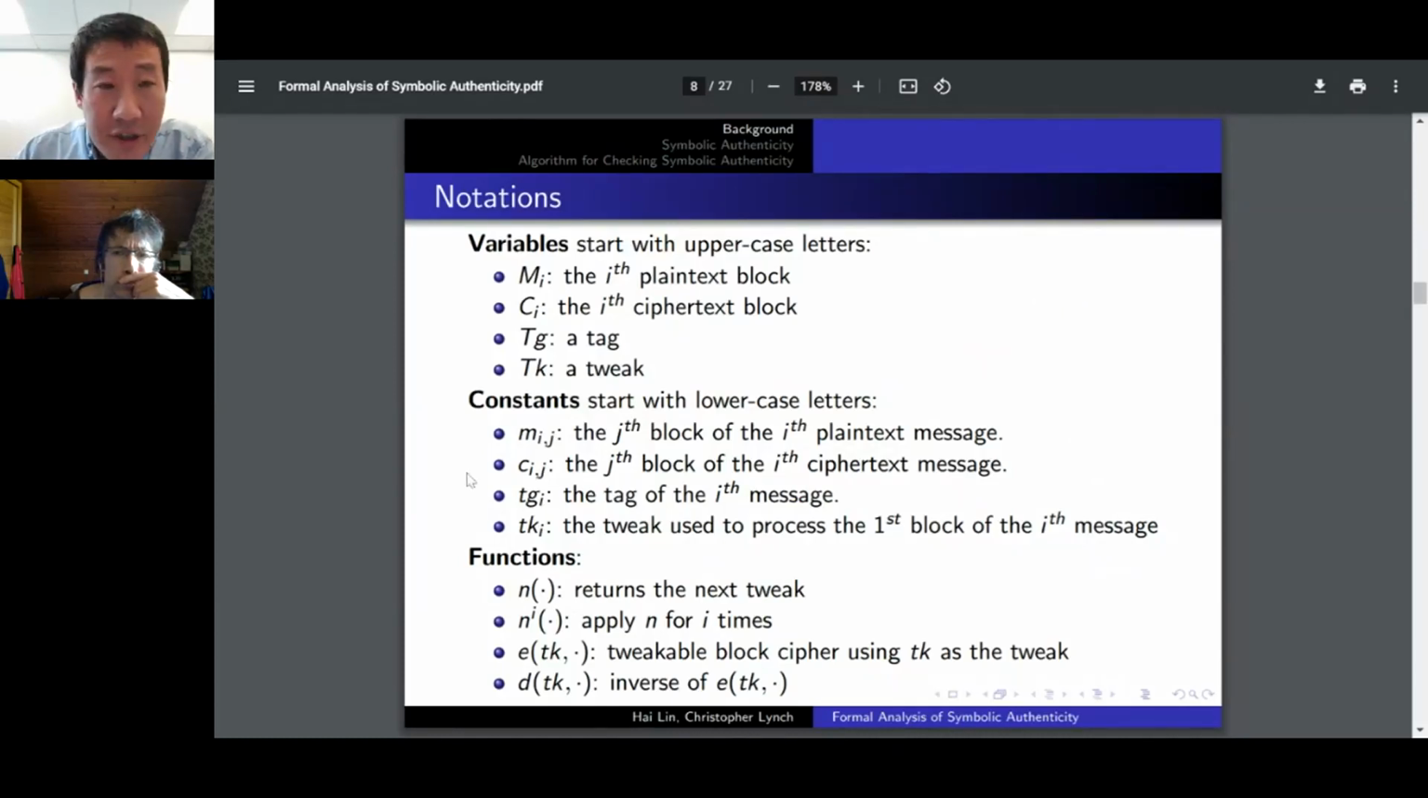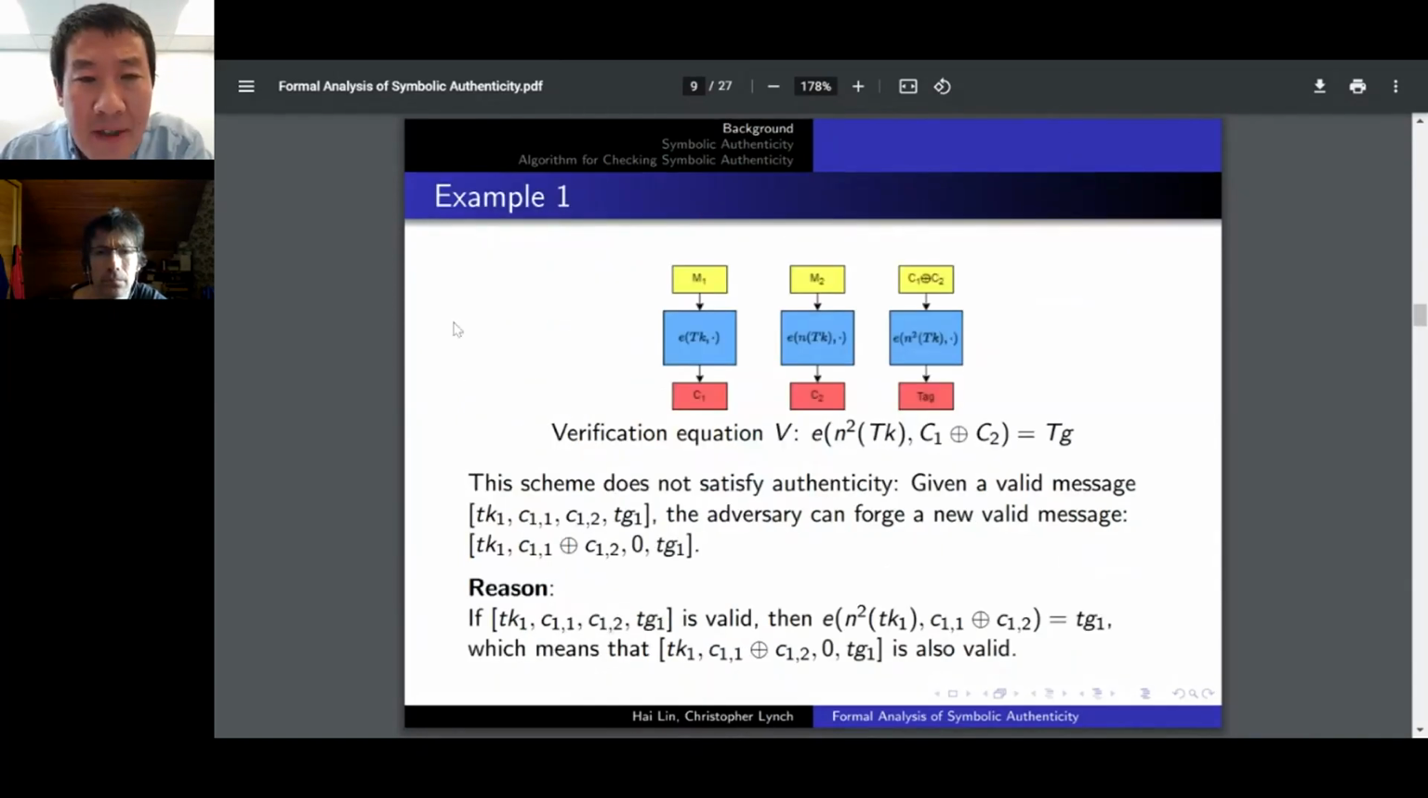So those are the notations. Now that I introduced the notations, I can explain the example that I showed you previously in more detail. So again, we have two blocks, M1 and M2. We process the first block using tweak TK and get ciphertext block C1. And we process the second plaintext block M2 using tweak N of TK and get C2.